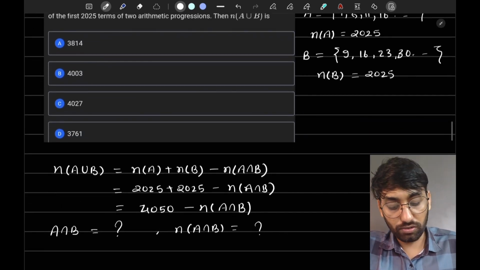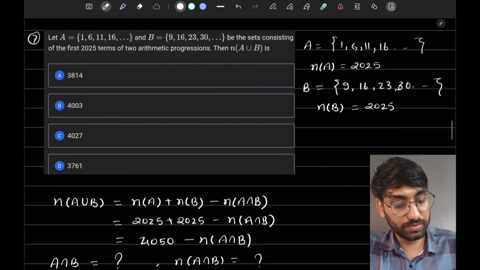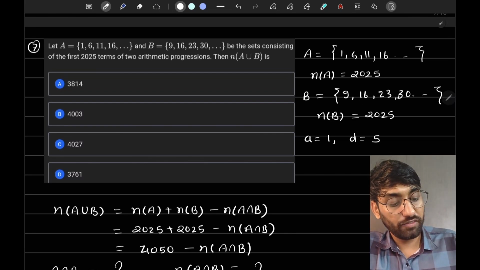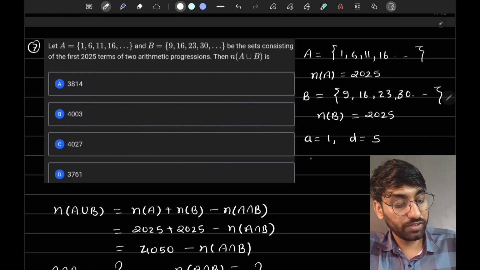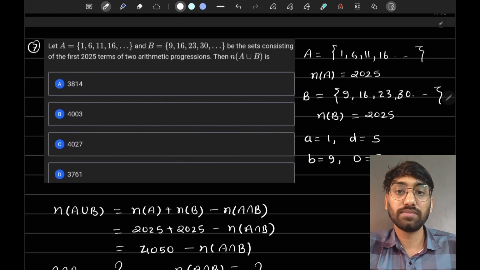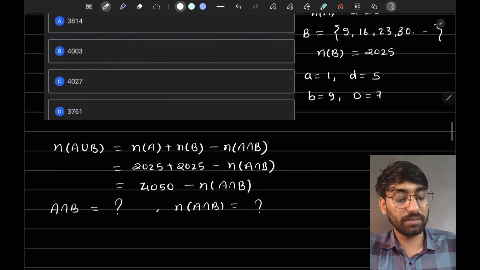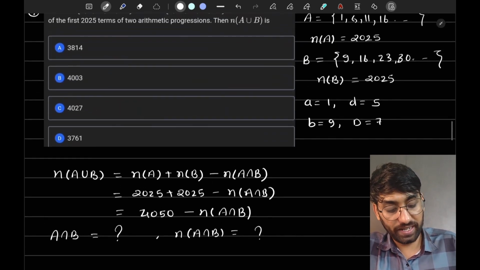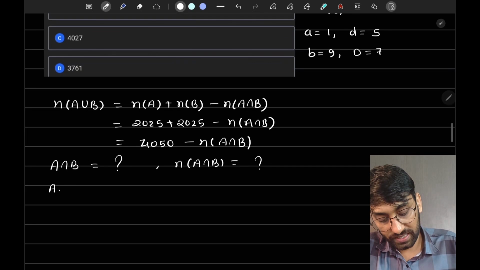If you closely observe, for the first sequence the first term A is 1 and the common difference D is 5. Similarly, for the second sequence the first term B is 9 and the common difference is 7. Correct? So for A intersection B, what will the first term be?